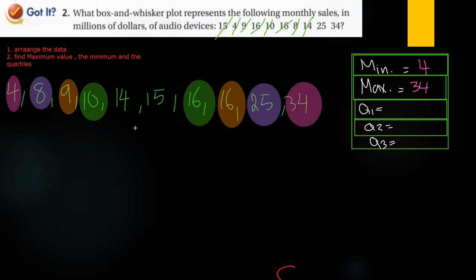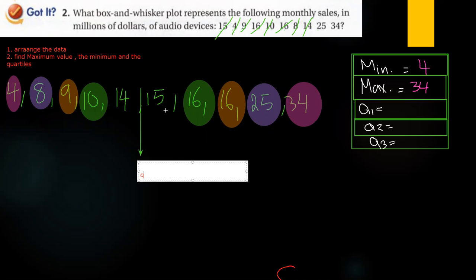So I need to find now the median. How? I cannot use 14 or 15 alone, so I have to treat them as equal. So we have to add 14 plus 15 and divide by 2. The number in the middle will be Q2. So Q2 here will be 14 plus 15, which is 29, divided by 2, which is 14.5.